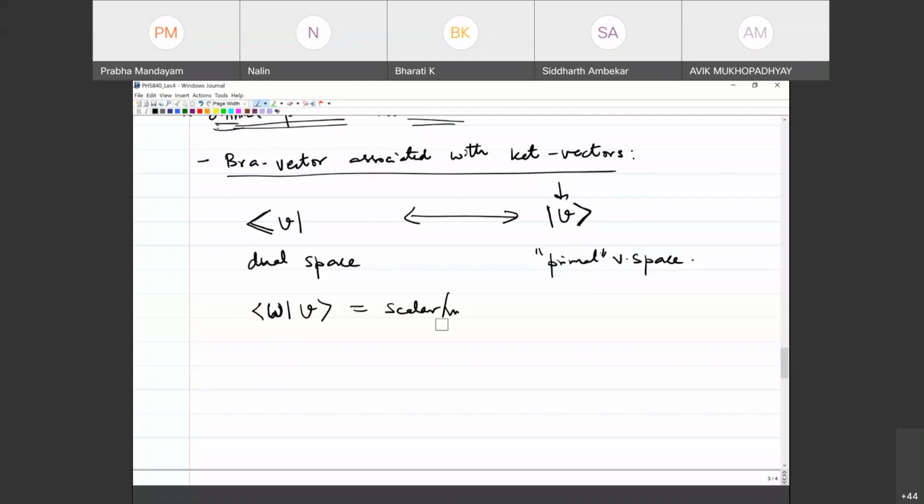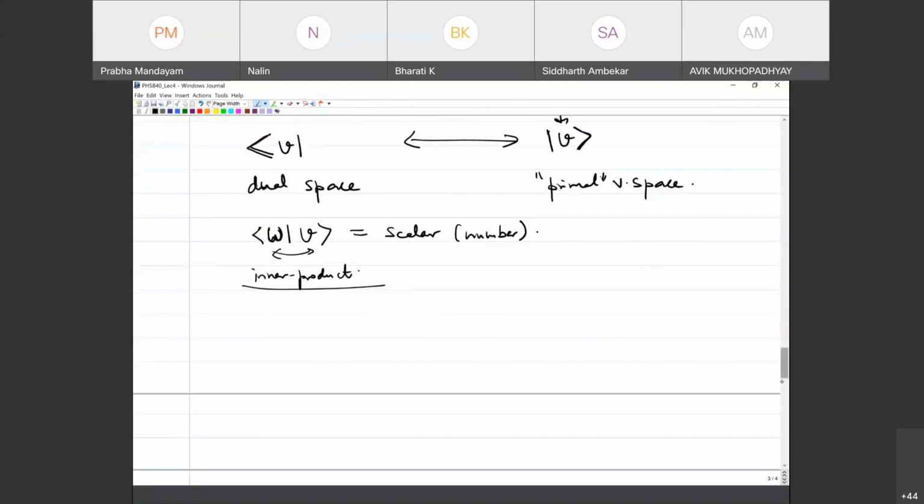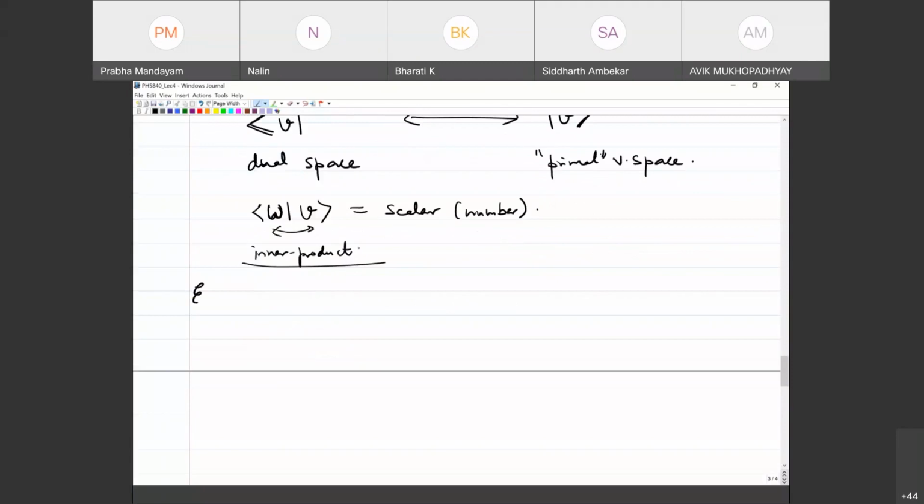So the dual is something which induces what we call an inner product between two vectors. And a concrete way to realize the dual is in this example that I wanted to show you. We saw that vectors were represented as columns: V1, V2, etc., V sub D.